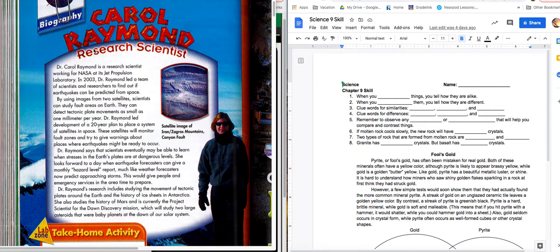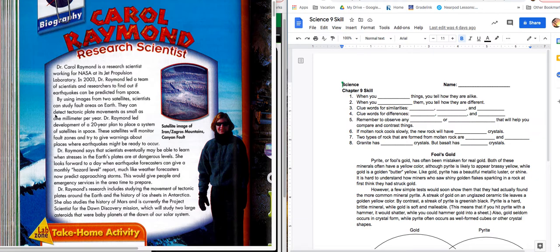The chapter starts out with this research scientist. She works for NASA. She's sent satellites up into space to see if they can detect earthquakes and plate movements, guys. And what it comes down to is they hope to someday in the future be able to give a monthly hazard level report that says, hey, there's potential for an earthquake to happen. In other words, can we predict earthquakes? No, we still can't. We know that from last chapter.